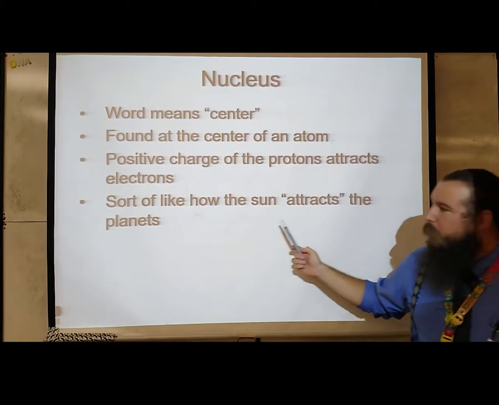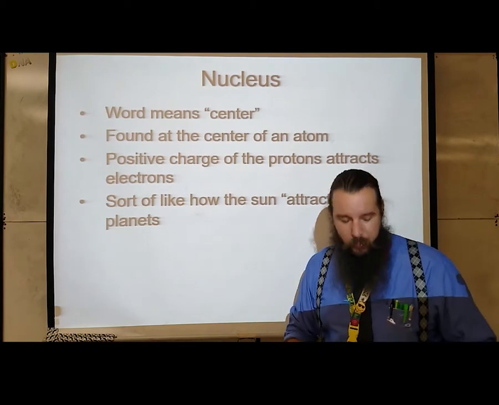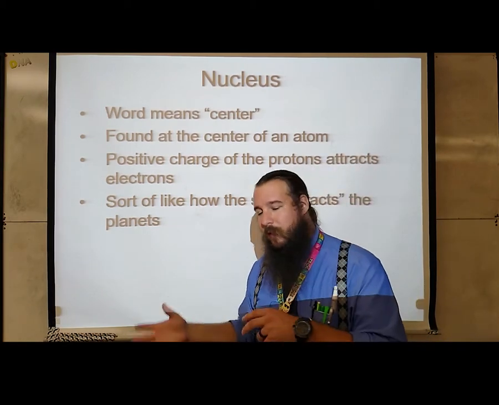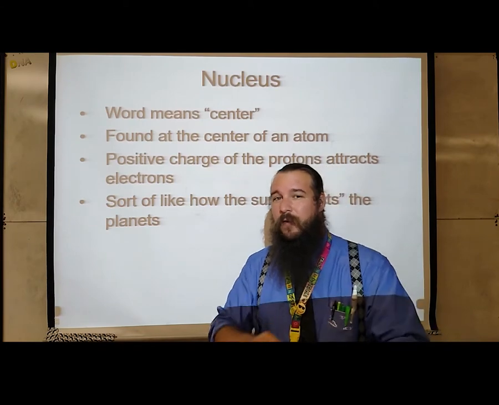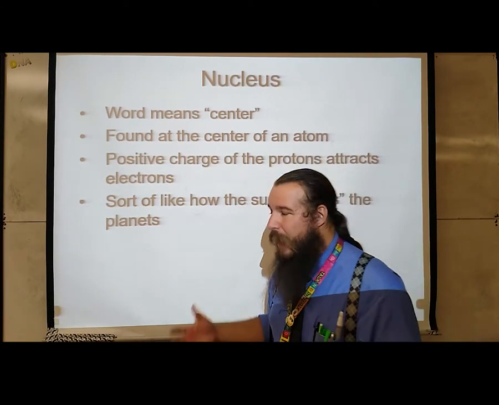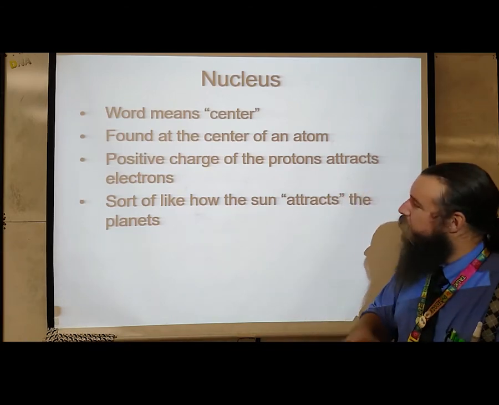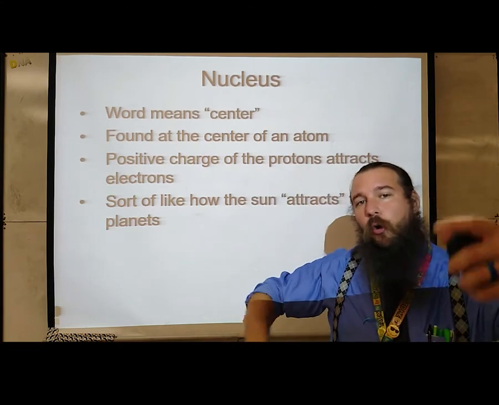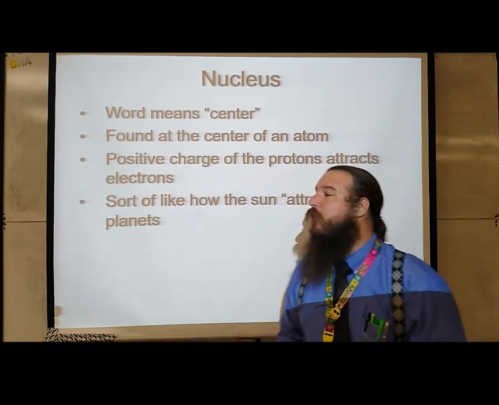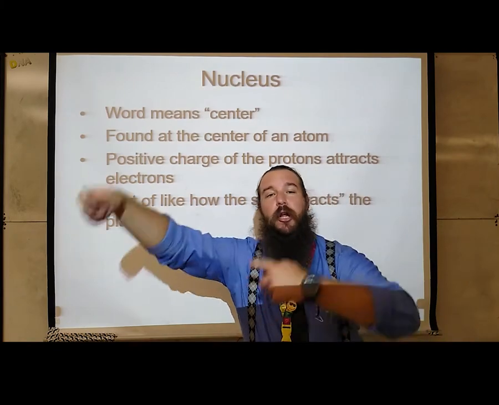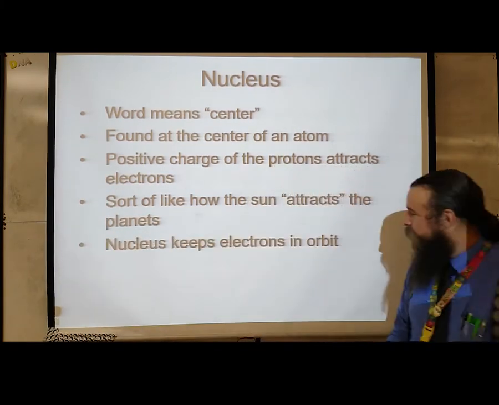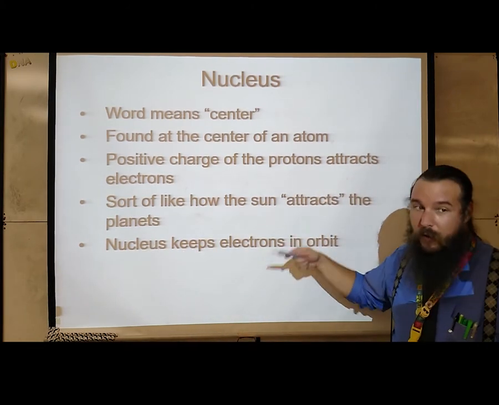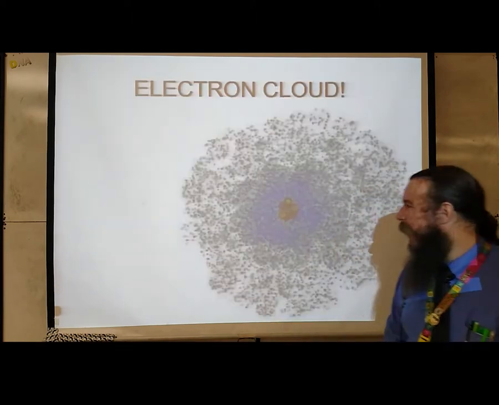Sort of works similarly to how the sun attracts the planets. I know. Gravity and electromagnetism, different, but works in a very similar way, and it's got fields and the way the energy flows. It's similar, and it's a pretty decent way to think about it. So you have these electrons sort of circling or orbiting around the nucleus, just like the Earth and the other planets are circling or orbiting around the sun. Physically works out to be similar. The nucleus, just like the sun, keeps those electrons, just like the planets, in orbit. How exciting.